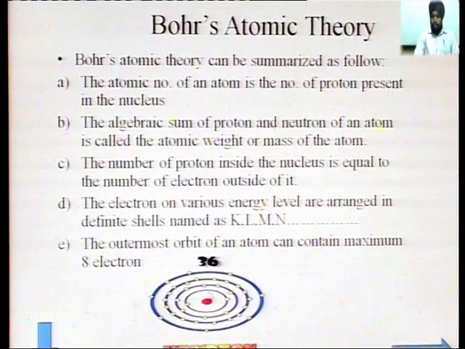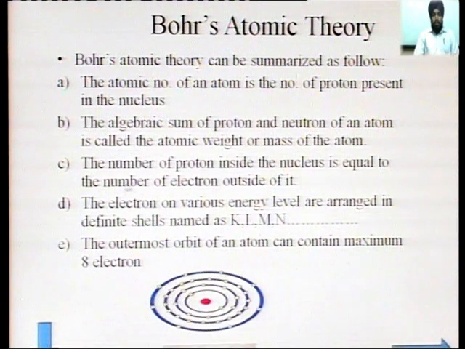2 in the first orbit, 8 in the second orbit, 18 in the third orbit, and 8 in the fourth orbit. So, if you add 2 plus 8 plus 18 plus 8, then it will come out to be 36. The algebraic sum of protons and neutrons of an atom is called the atomic weight or mass of the atom. The number of protons inside the nucleus is equal to the number of electrons outside of it.